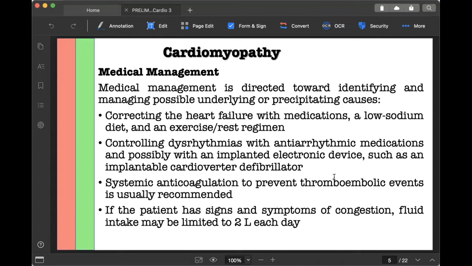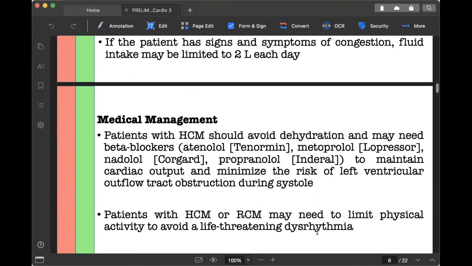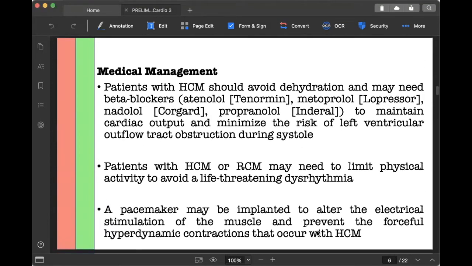Now, if the patient has signs and symptoms of congestion, fluid intake may be limited to 2 liters each day. Of course, if you have congestion, it can also alter your breathing pattern, especially pulmonary congestion. Now, let's go here. Patients with HCM, or hypertrophic, is it hypertrophic?